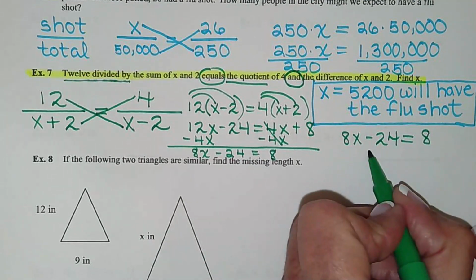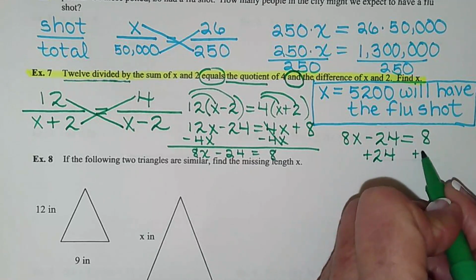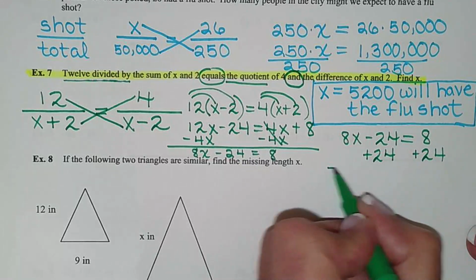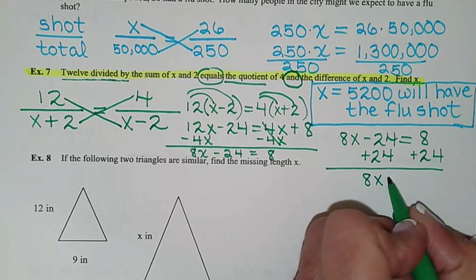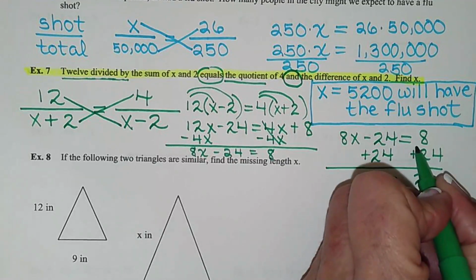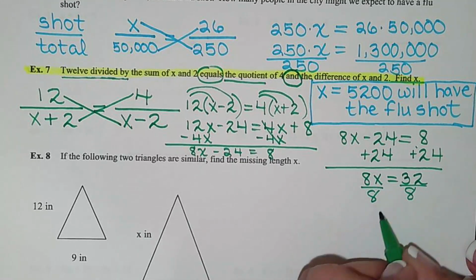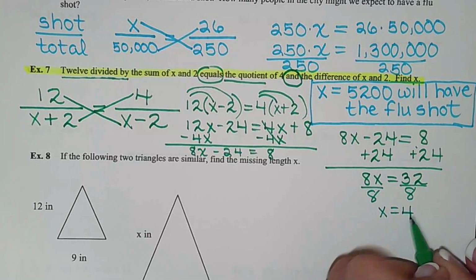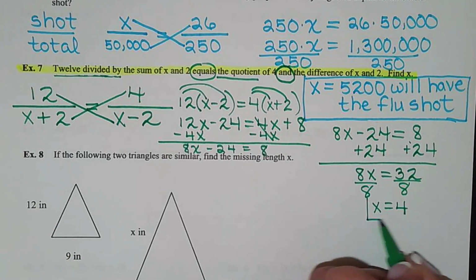And then all things without a variable need to move to the right, so do the opposite to bring that 24 over. Opposite of negative 24 plus 24. And we get 12, carry the 1, 32. Divide by 8, divide by 8, x is 4. And that one really doesn't need a label on it because it's just a number. So there you have it. X equals 4.